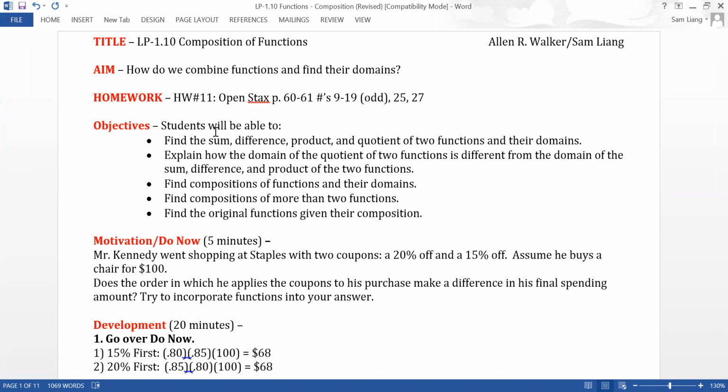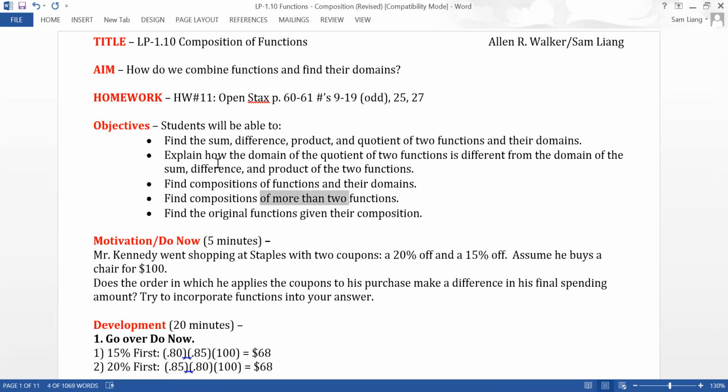Your objectives are: find the sum, difference, product, and quotient of two functions and their domains. Second, explain how the domain of the quotient of two functions is different from the domain of the sum, difference, and product of two functions. That's followed by find compositions of functions and their domains, and find compositions of more than two functions.